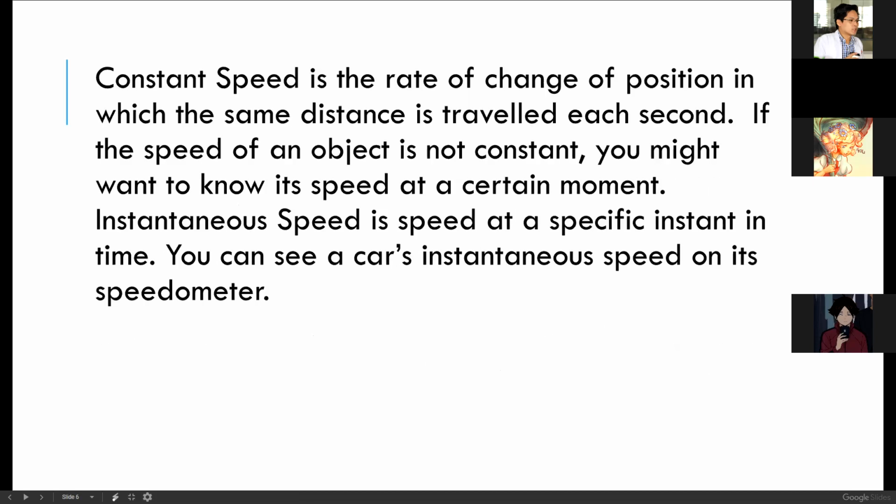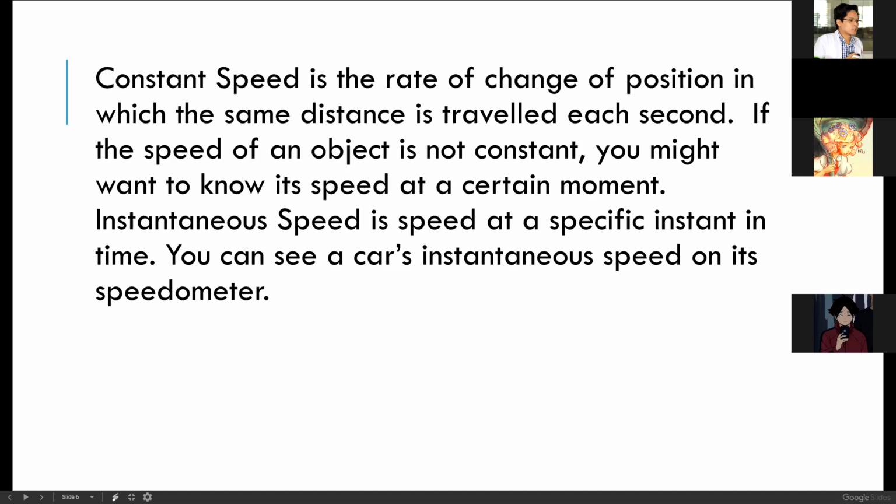Constant speed is the rate of change of position in which the same distance is traveled each second. If the speed of an object is not constant, you might want to know its speed at a certain moment. It is called instantaneous speed. This is the speed at a specific instant in time.